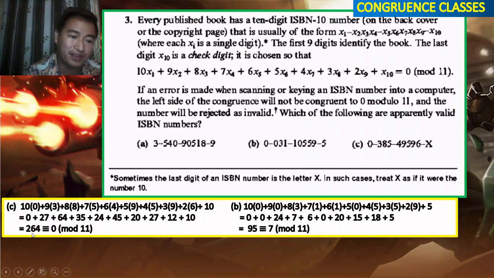So, it is divisible by 11. So, the remainder is 0. So, this is congruent to 0 mod 11. Okay, class, the remainder can be found here.